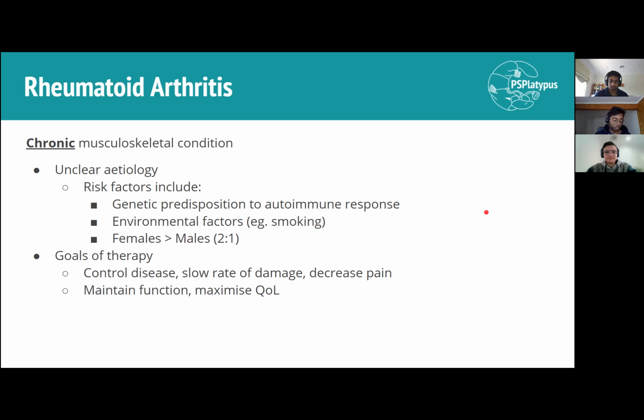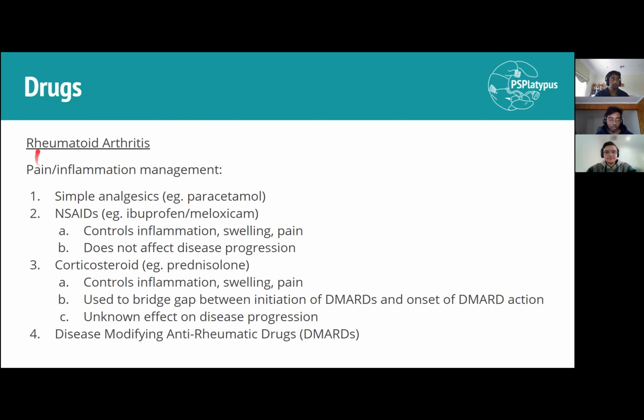When I said it's a class of drugs to treat rheumatoid arthritis, that's a little bit misleading because generally for RA, it's all about controlling disease and slowing the rate of damage and decreasing pain, which in turn allow us to maintain function and maximize quality of life. So there's a bunch of different drugs that we think about. Like we just talked about with James, we've got NSAIDs and corticosteroids in this list. We've got simple analgesics as well, like paracetamol. And we've got DMARDs at the bottom.